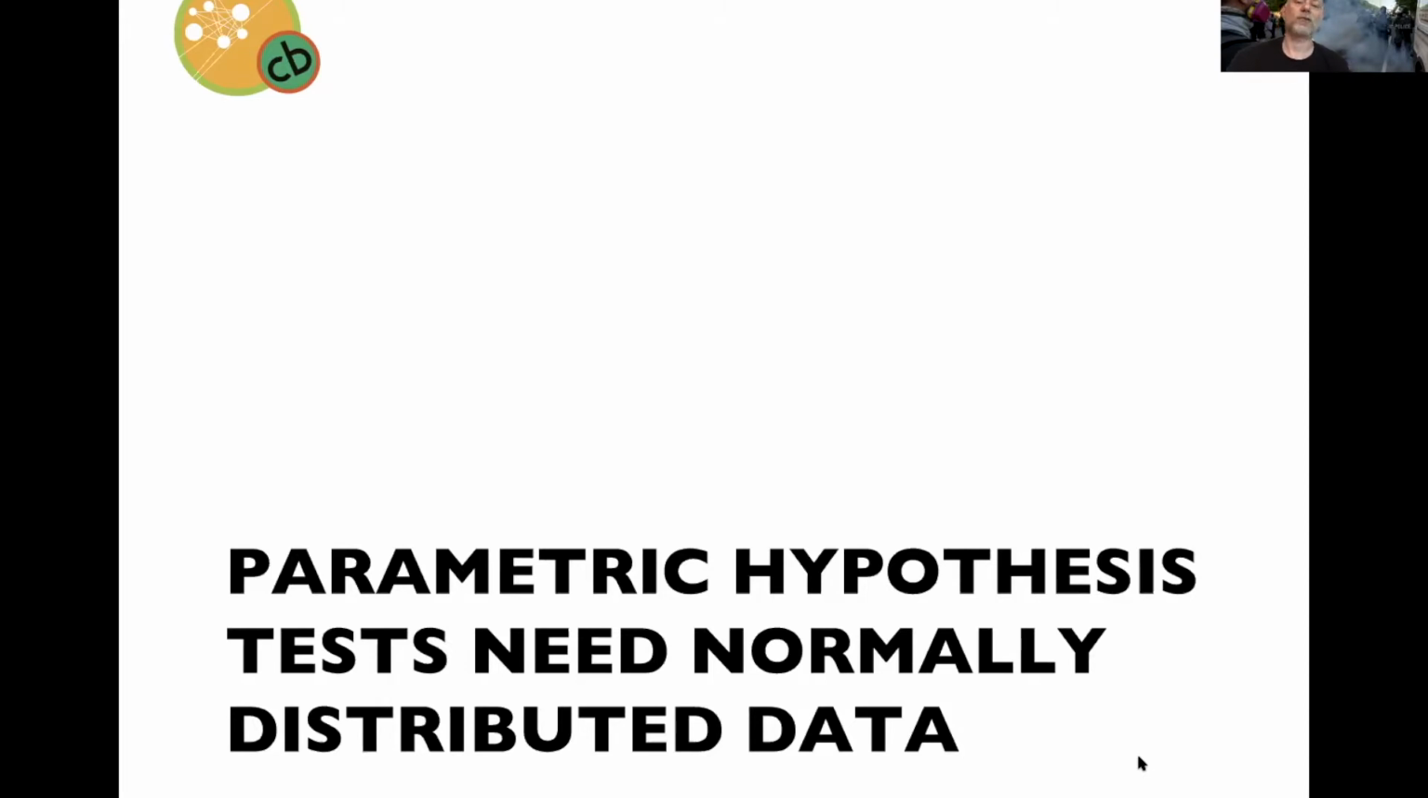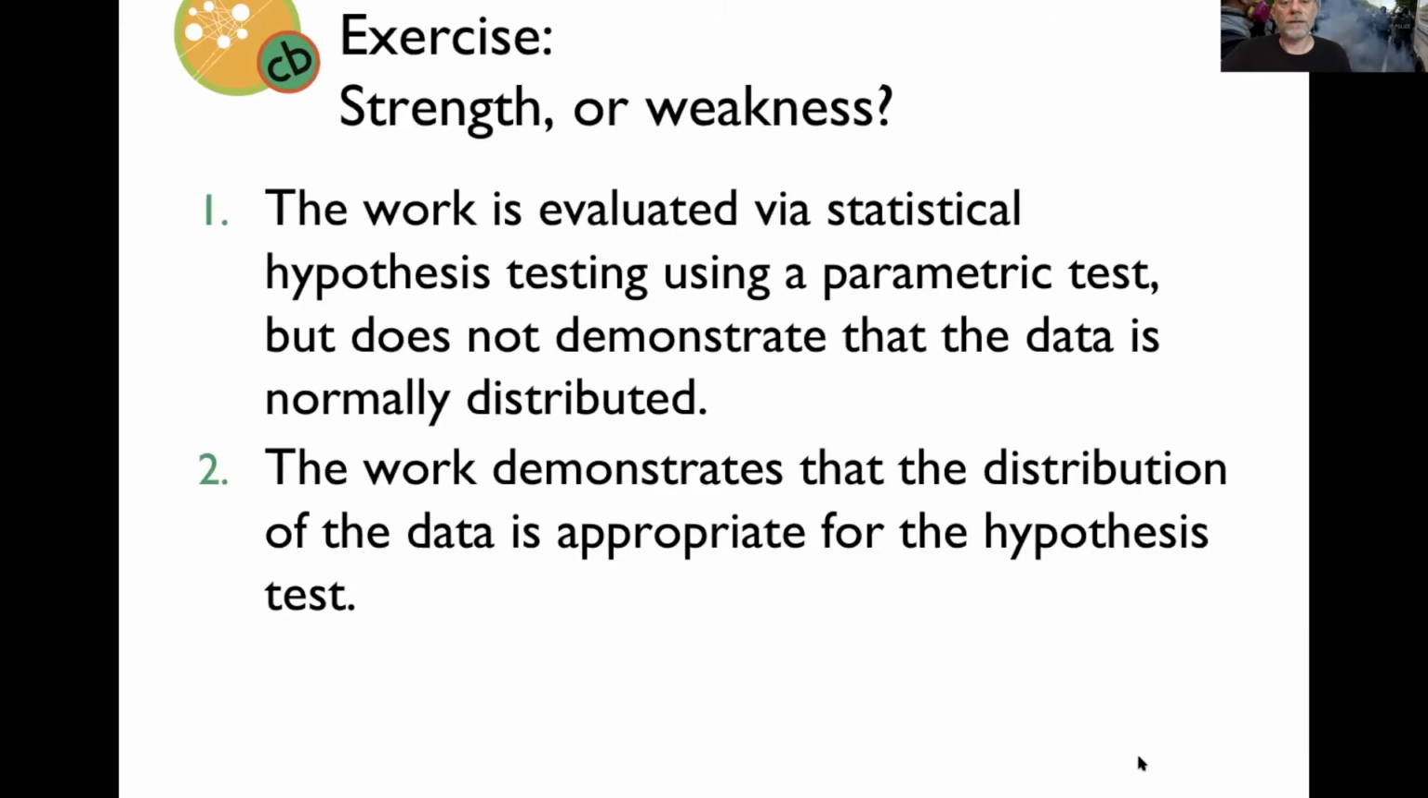They might do that by showing you a graph. They might do that by reporting the results of a Shapiro-Wilk test, the test for normality of distribution. But in some way, it should show the reader that indeed that parametric test was the appropriate one. Let's look again at a little exercise. Pause your video for a moment and think about this, and then start it up.